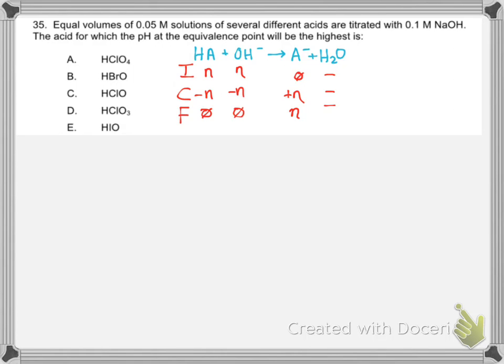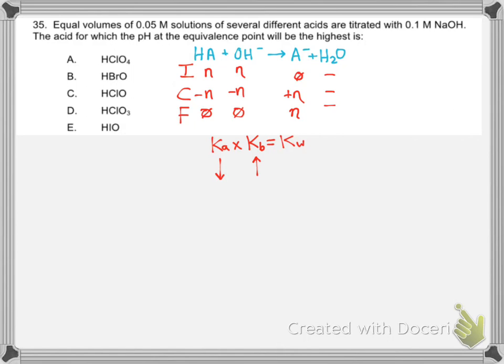its conjugate base. And remember, for acids and bases, for conjugates, Ka times Kb equals Kw, a constant. So that means the weaker the acid, the stronger the conjugate base that you're going to have left. Okay? So we're looking for which one will have the highest pH at the equivalence point. So we're looking for the weakest acid, because the weakest acid would form the strongest conjugate base.